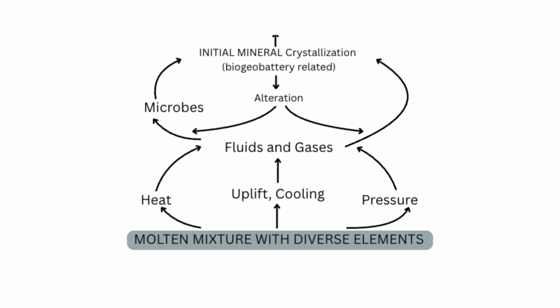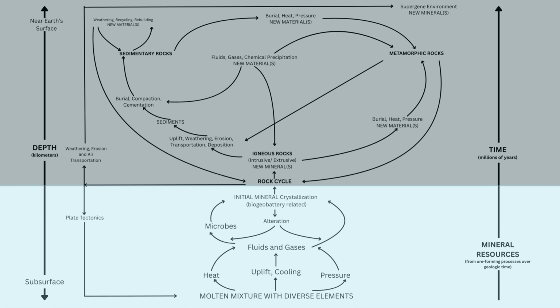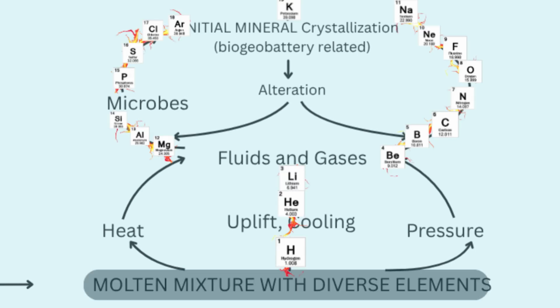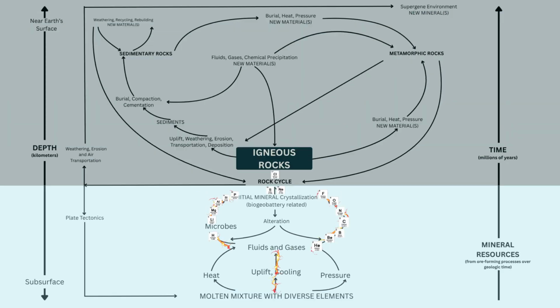To create minerals and rocks on Earth, and when looking at the rock cycle, that starts with molten material. To illustrate how minerals are added to the rock cycle, we have added detail to the rock cycle. Our version begins with hot molten material beneath the Earth's surface, rich in various elements, and under pressure.